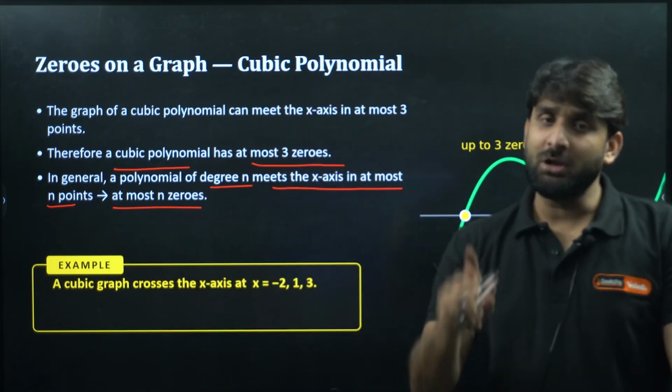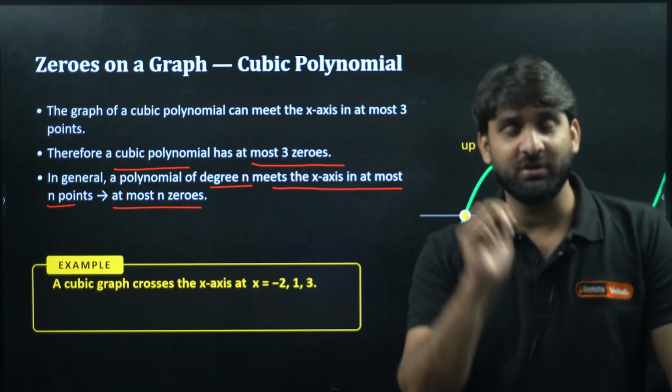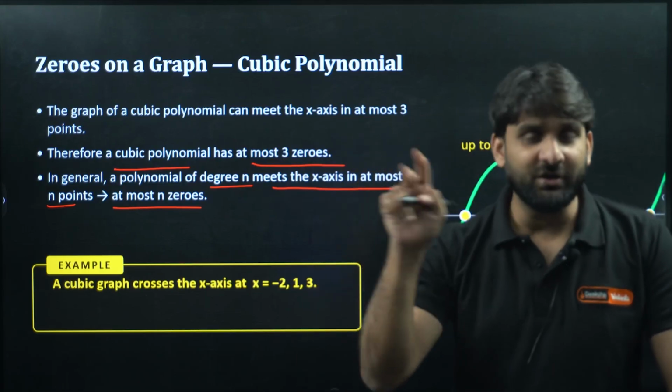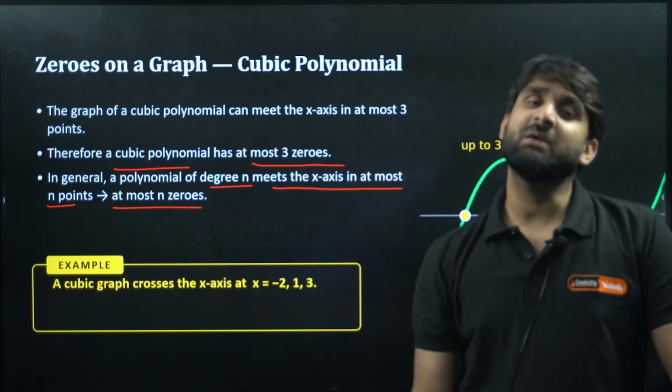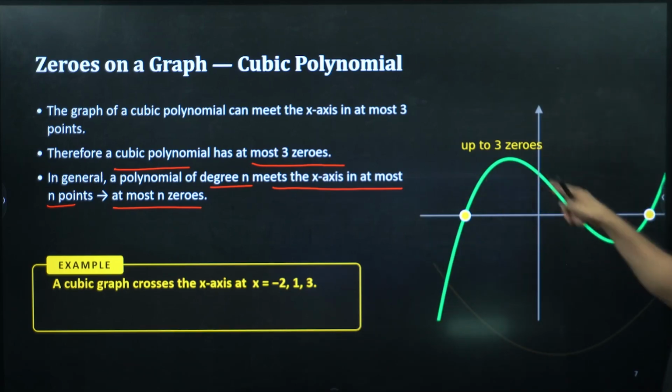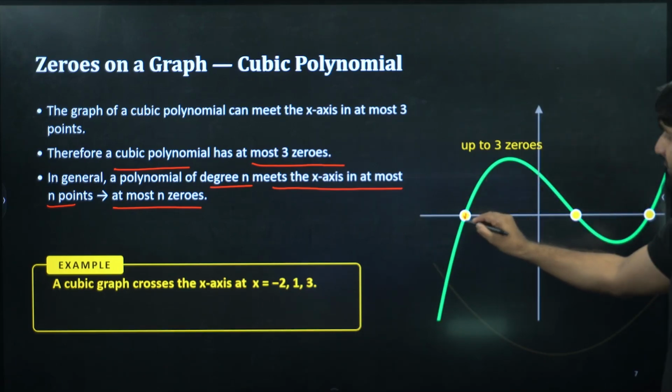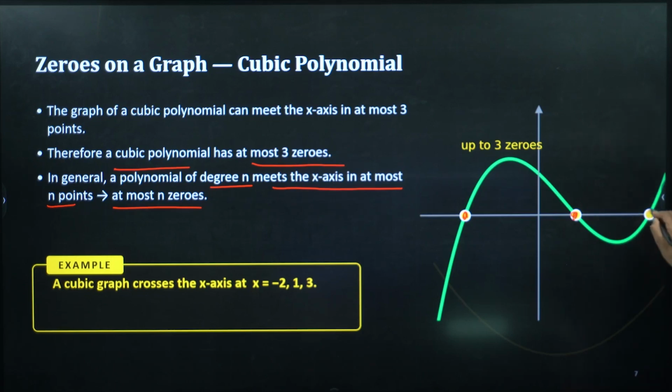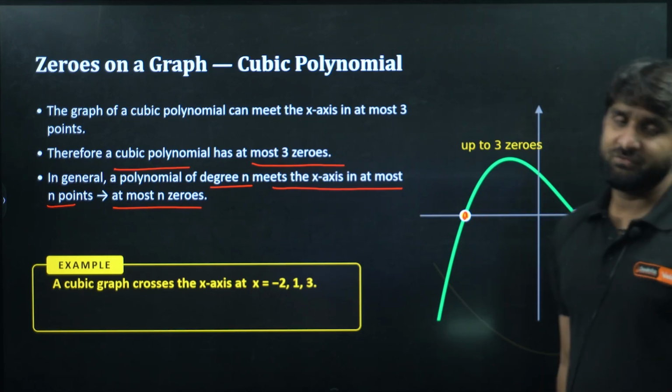If linear polynomial, only one intersection. Quadratic polynomial, 2 intersections. Cubic polynomial, 3 intersections. Biquadratic polynomial, 4 intersections. So degree decides. Look at the question here. This is 3 intersection points: this is the intersection point, this is the intersection point, this is the intersection point. So the number of zeros will be 3.